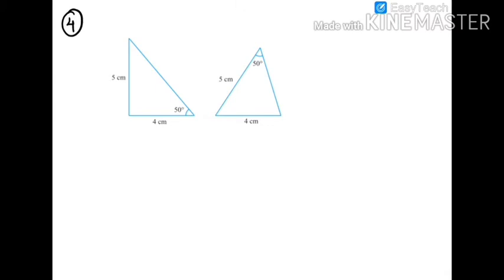The answer is no. Why? Because the angle which is equal is not contained between the equal sides in both the triangles. So to use this rule, the angle should be contained between the two sides.